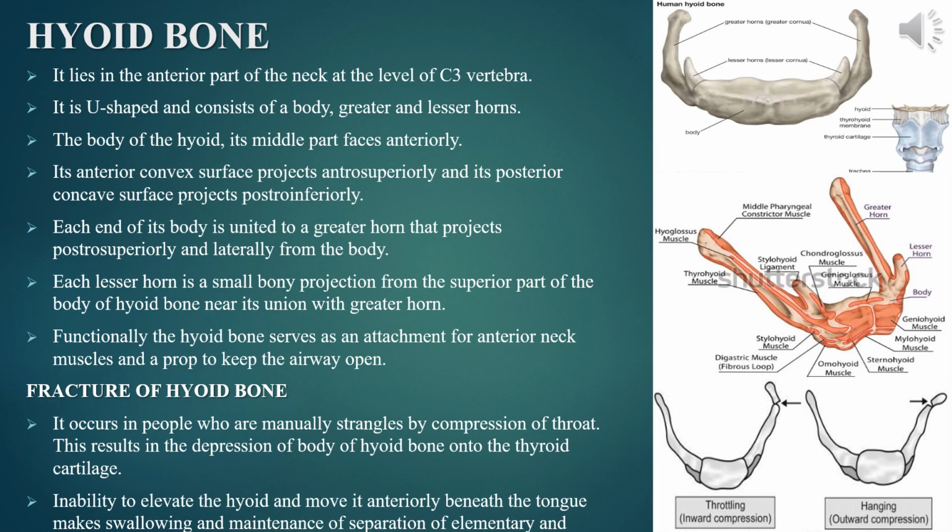In this diagram, you can see the inward compression in case of throttling and outward compression in case of hanging. It shows the fracture of hyoid bone.